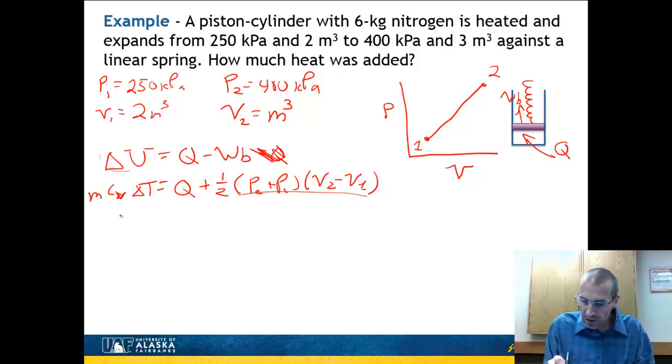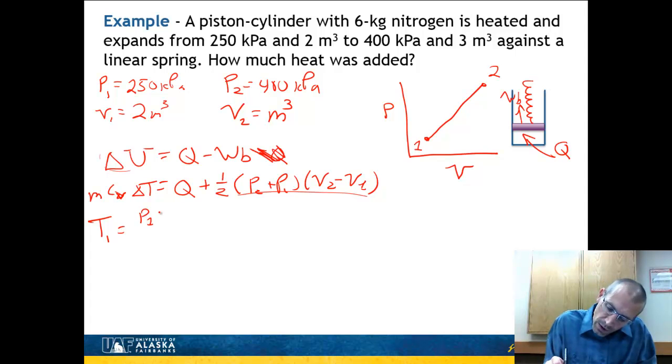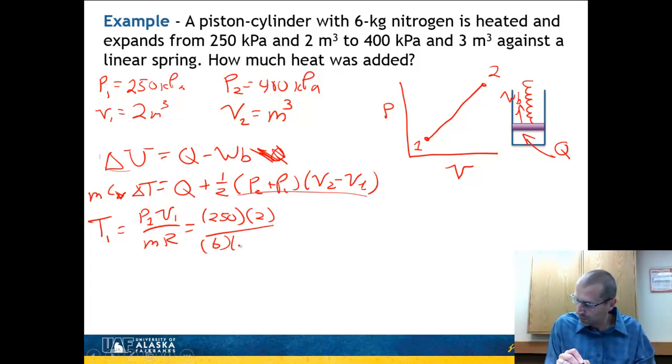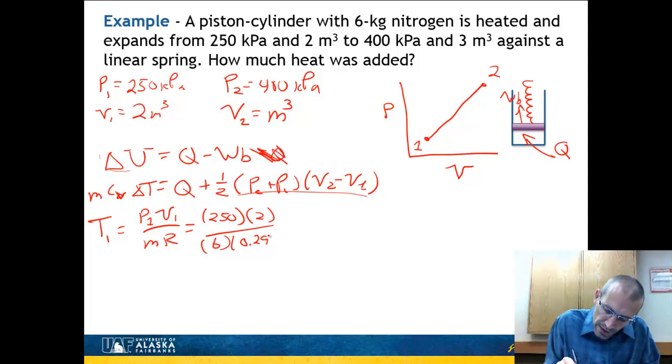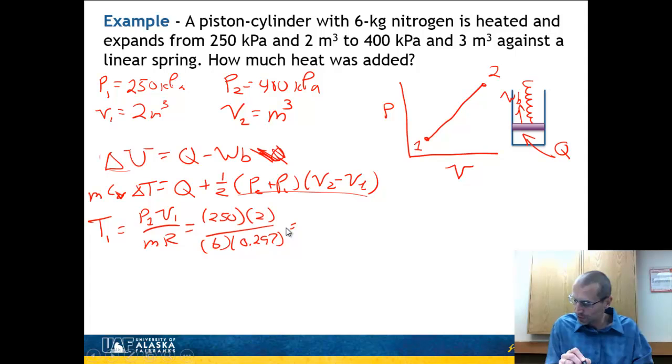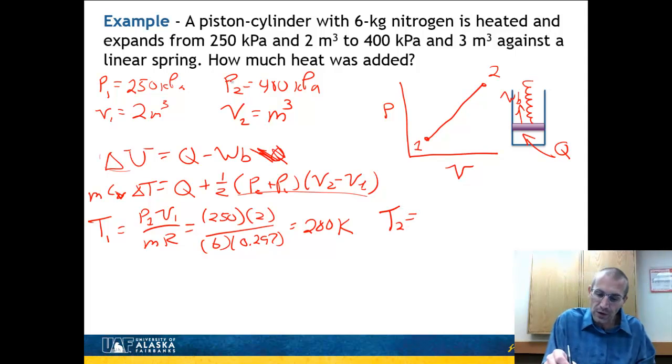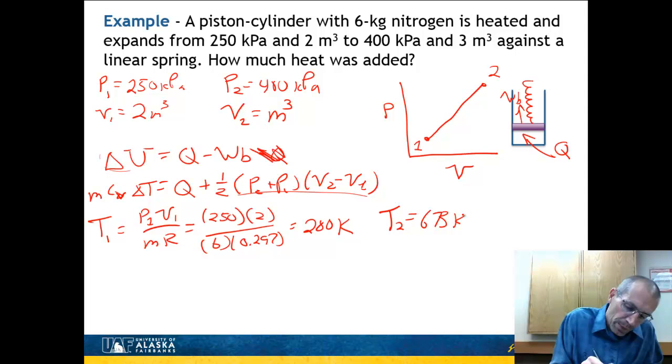So let's go ahead and put our numbers in there. We're going to need to find out what our two temperatures are, T2 and T1. So I'll do that first. T1 is equal to P1 V1 over m R, for 250 and the volume of 2. The mass in this was 6. And my value of R for nitrogen is 0.297. So my initial temperature T1 is 280 Kelvin. We did the exact same thing for T2. And just to save space here, if I use that pressure and volume, this mass, and this value of R, I find that T2 is 673 Kelvin.